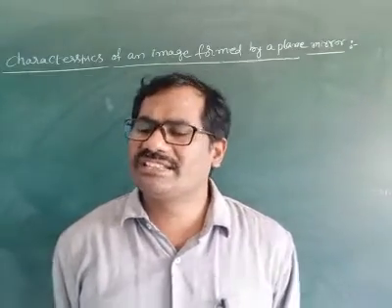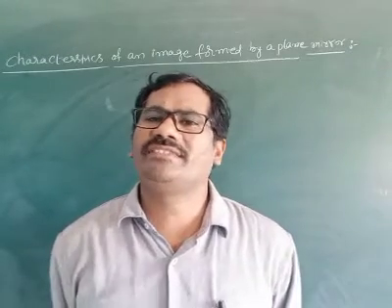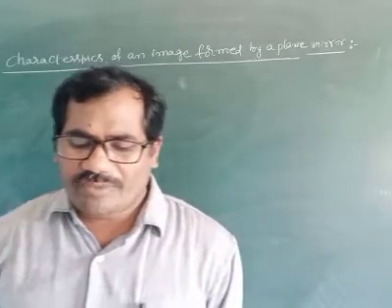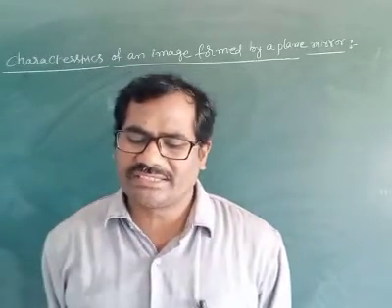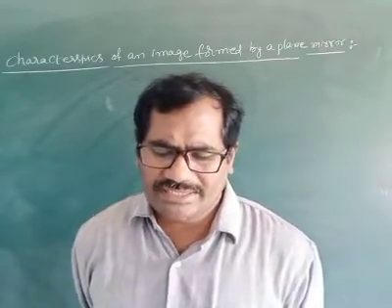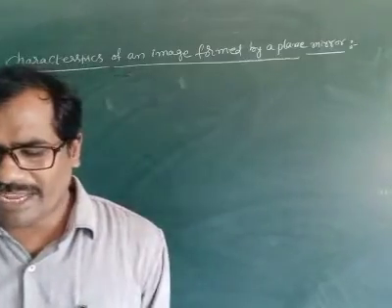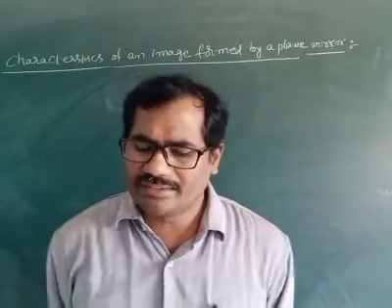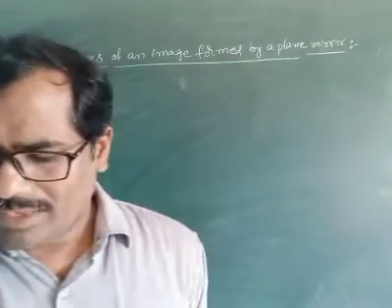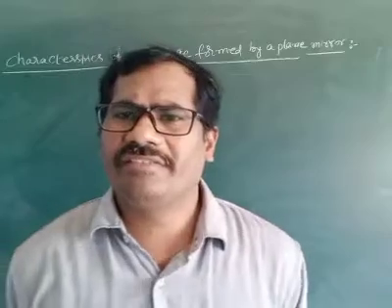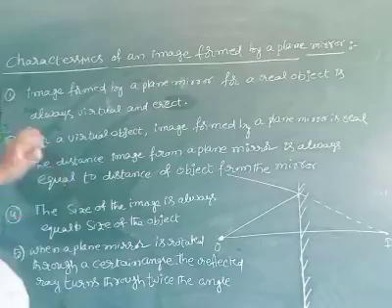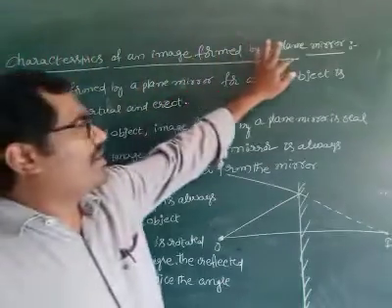Next, the image is virtual, it cannot be received on a screen. Next, the image is erect. The image formed by a plane mirror for a real object is always virtual and erect. That means when a plane mirror is rotated through a certain angle, the reflected ray turns through twice the angle. Now let me explain the characteristics of an image formed by a plane mirror.